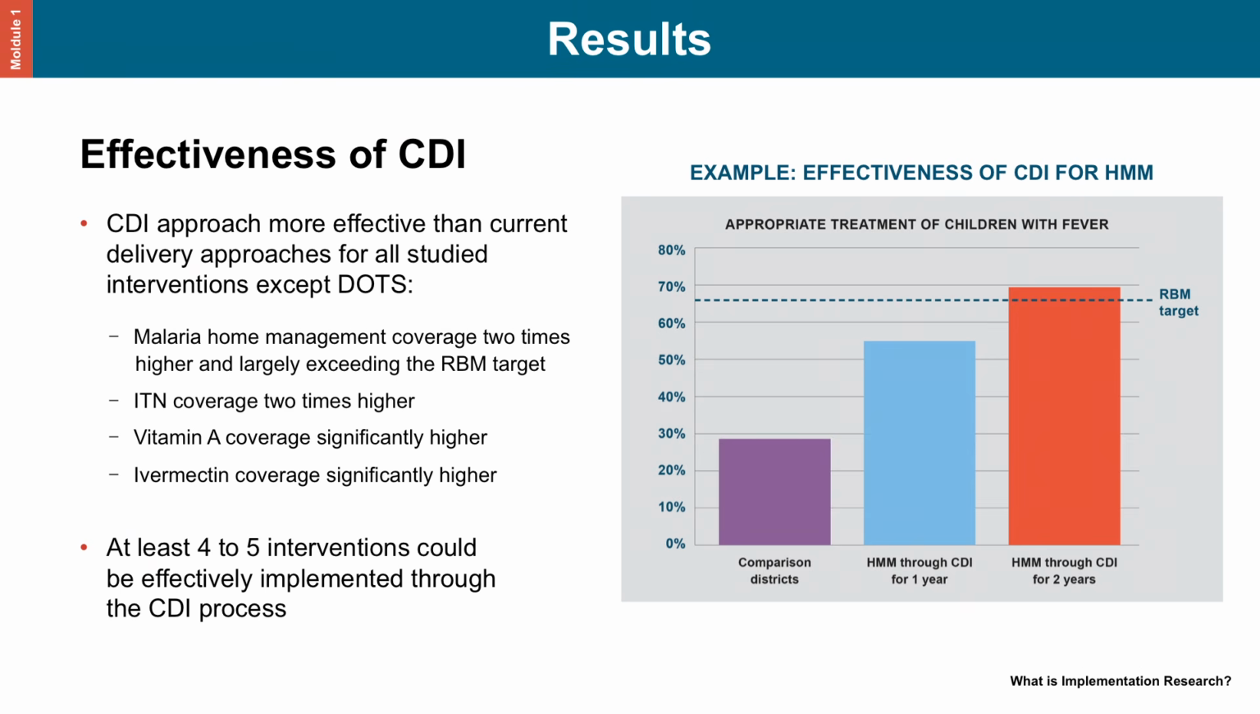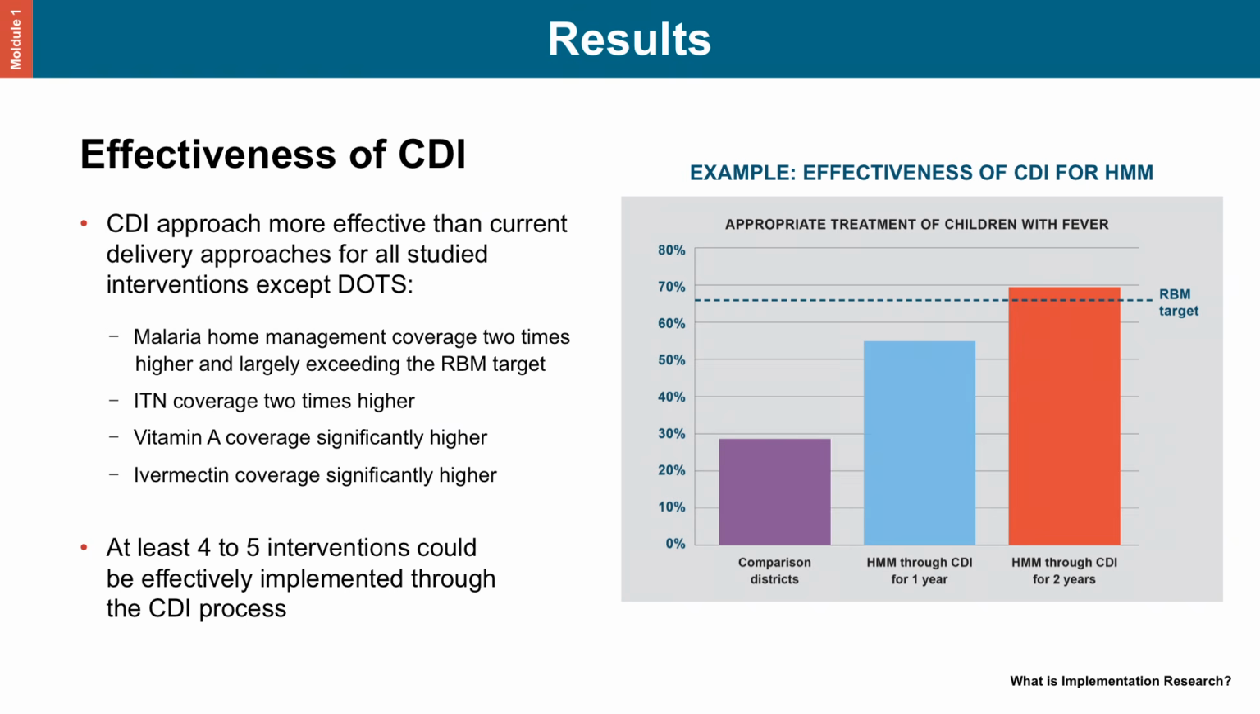community-directed intervention yielded higher coverage than the current approach, whether it is malaria, where coverage was twice as high as what was obtained, or the insecticide-treated nets, which was twice as high as well. Vitamin A and ivermectin coverage was significantly higher, showing that despite the complexity of the interventions and the fact that there were multiple interventions being put together at the same time, it was still highly effective. Communities, therefore, could handle several interventions at the same time, irrespective of their complexity.